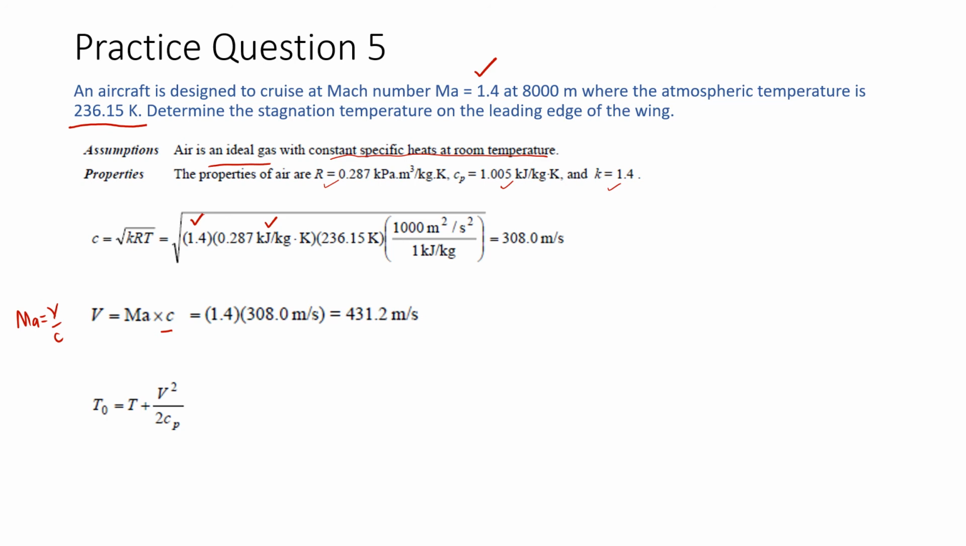So with that, you can find the stagnation temperature. Put in your value for T, it's given here in the question. V is what you got here, V squared over 2 Cp. Cp is from the property table. Don't forget, anytime you deal with velocity squared, divide by 1000. And then we get the final answer.